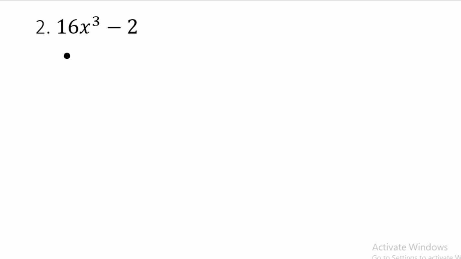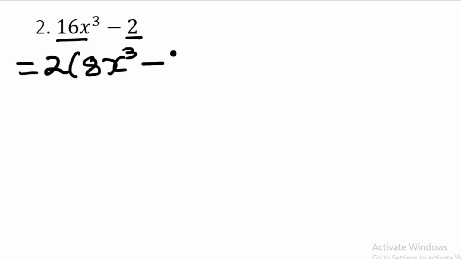On the next problem, what we have to do is first factorize by a common factor. What we have in common here is 2. If you take 2 out as your common factor, this side you are left with 8x cubed minus 1. To check if this is true, you can multiply this: 2 multiplied by 8 gives 16, and 2 multiplied by 1 gives 2. So this makes sense, it is correct. Right now we need to move on.